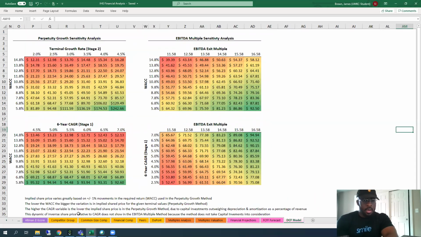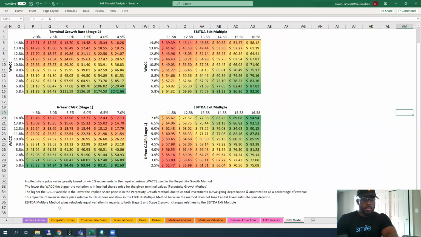The dynamic of inverse share price relative to compound annual growth rate does not show in the EBITDA multiple method because the method does not take into account capital investments. And so you get an increase as compound annual growth rate grows for the EBITDA exit multiple method.